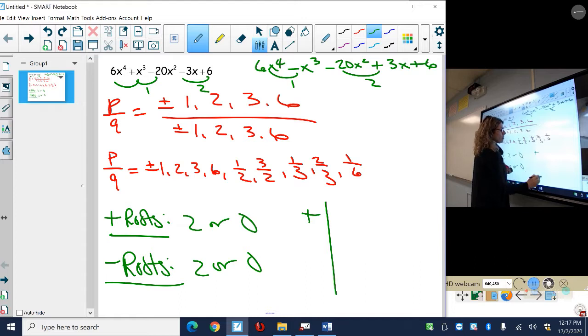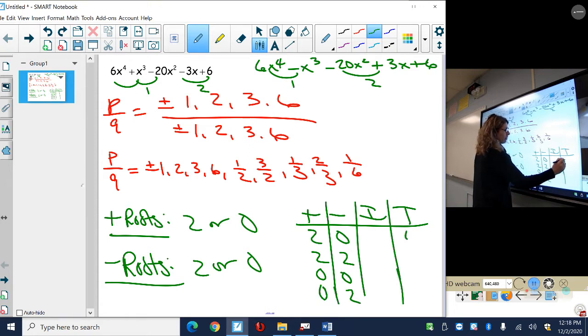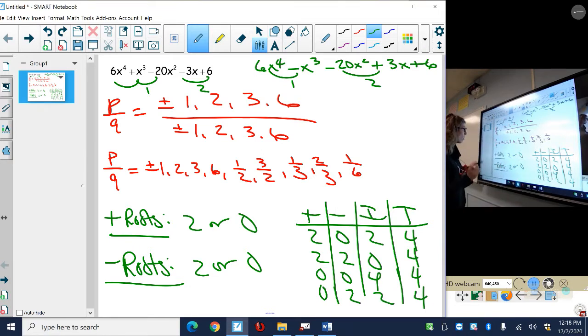So if I have positive, negative, imaginary, and my total, I'm going to have 2 paired with 0 or 2 paired with 2. I'm going to have 0 paired with 0 or 0 paired with 2. And I have to have a total of 4 every time. So that leaves 2 to be imaginary, 0 to be imaginary, 4 to be imaginary, and 2 to be imaginary. Okay, so I'm going to go to the next one.